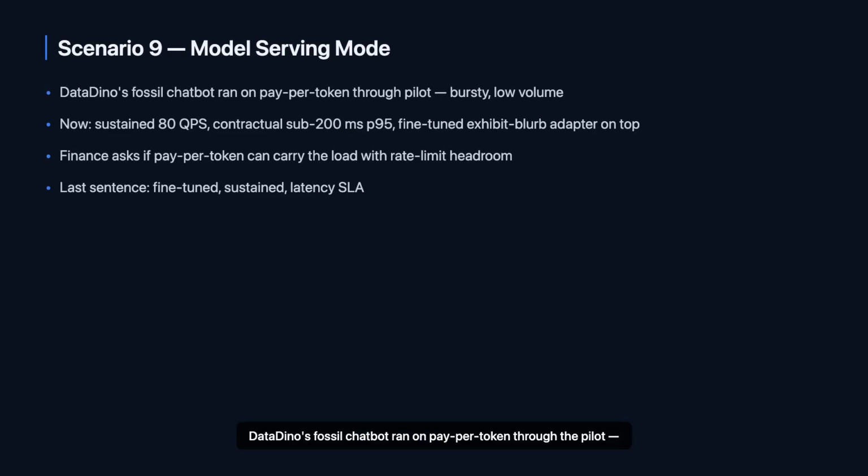Scenario 9. Data Dino's fossil chatbot ran on pay-per-token through the pilot: bursty, low volume, no compliance concerns, perfect fit. Now the workload has changed. Sustained 80 queries per second, a contractual sub-200 millisecond 95th percentile latency target, and a fine-tuned exhibit blurb adapter sitting on top of the base model. Finance asks whether pay-per-token can carry this with some rate limit headroom. The last sentence is the qualifier: fine-tuned, sustained, contractual SLA.